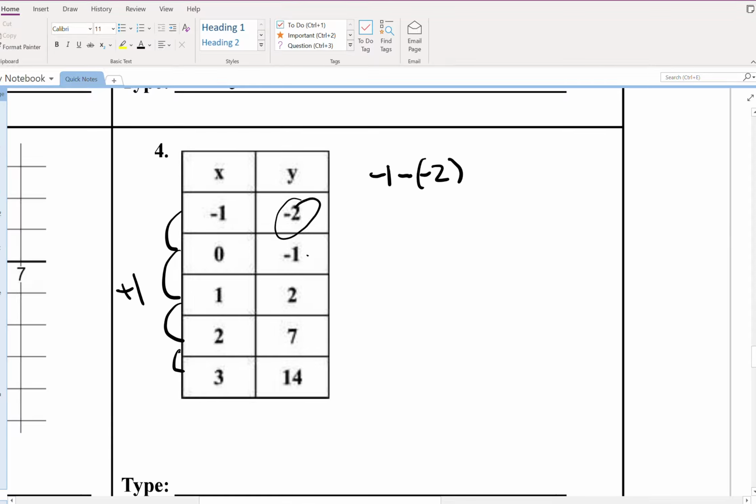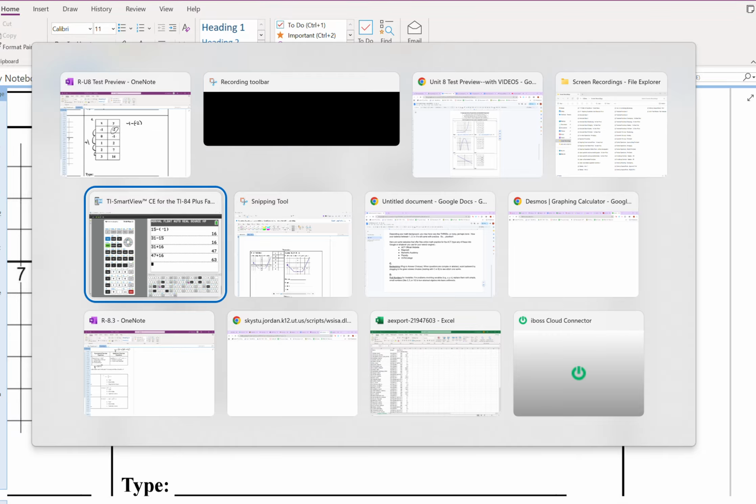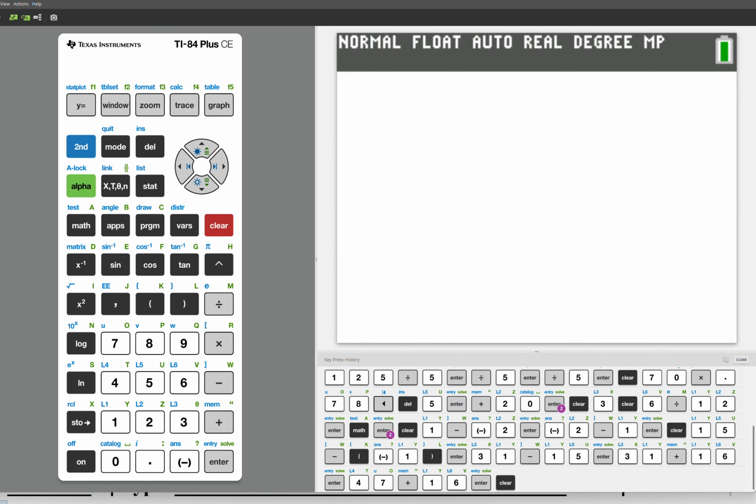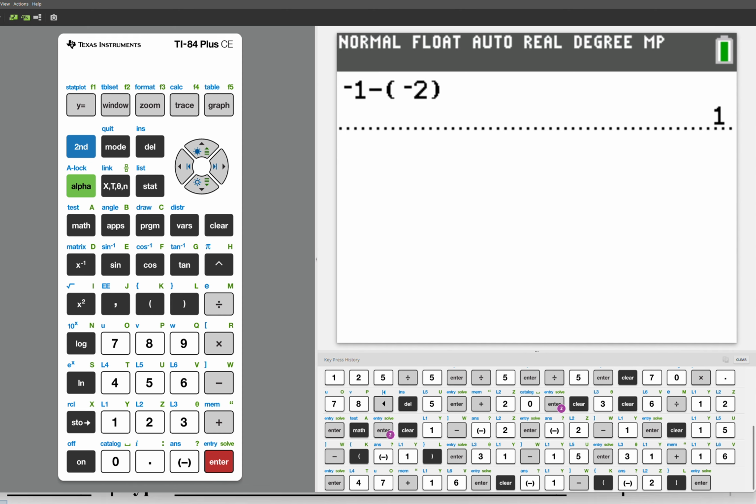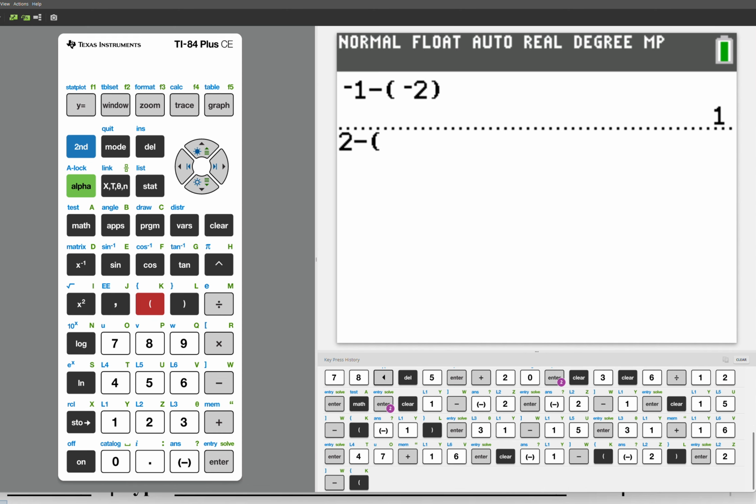So subtract negative 2. And if I want to look at what that looks like here, I take negative 1, subtract negative 2, and that gives me 1, which makes sense. If I'm 2 floors down in the basement and I go up 1 floor, I'm now just 1 floor down into the basement. But if you'll notice, 2 minus negative 1, what's that? Well, that's 3.